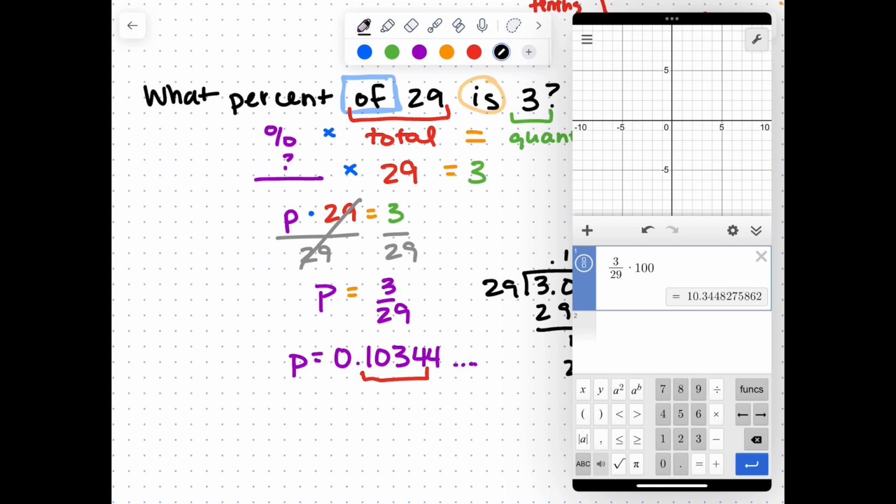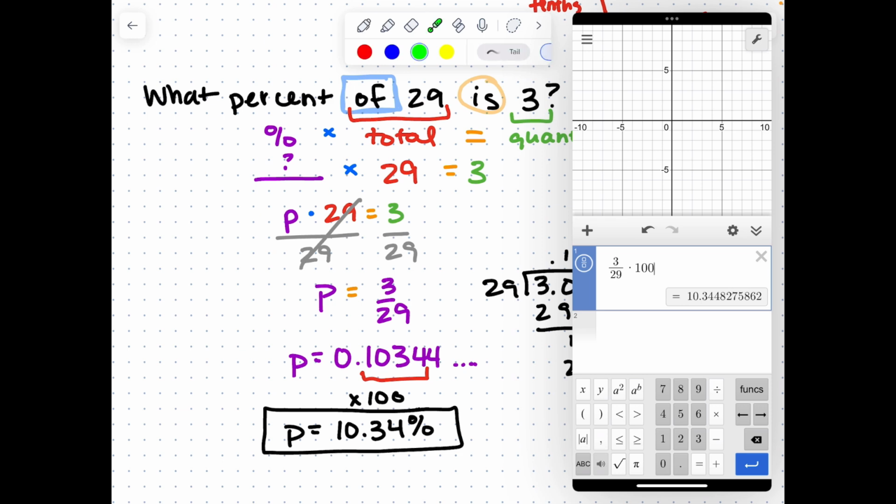So this is just a notation switch. That was our decimal. If I take it times 100, then we get p equals 10.34. This is where, now that we've done that notation shift, we have to include the percentage sign. If you just say 10.34, your answer is wrong. You have to include that percentage sign.